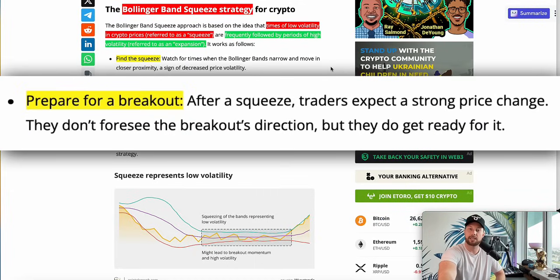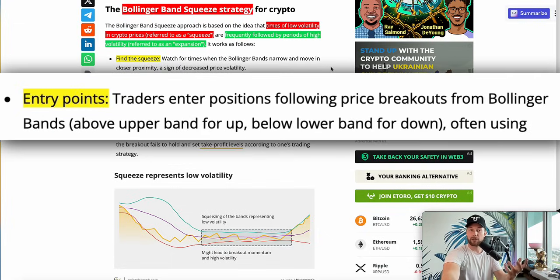Now, after a squeeze, you can expect a strong price change. It doesn't mean the price change is going to be to the upside, because it could also be to the downside, depending on macro market trends and other indicators that we need to look at. You don't foresee the breakout's direction, but you can get ready for it based on other stuff. So how do we know if Chainlink is going to break to the upside or to the downside? And also, how do we know the good entry point?